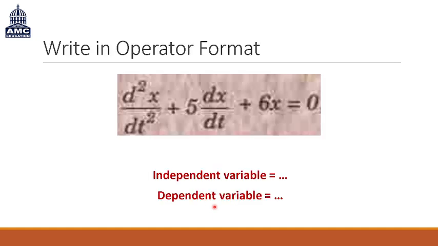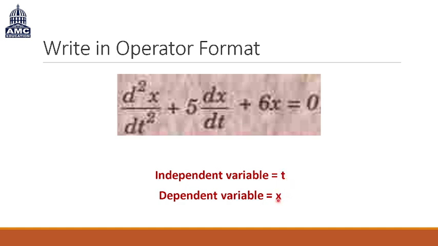Okay, now let's take an example and let's see what this equation looks like in the operator format. The first thing to do is to find out what is the independent variable and what is the dependent variable. So the equation is d squared x by dt squared plus 5 times dx by dt plus 6x is equal to 0. So you see, a very easy way to understand which is the independent variable is by looking at the denominator. So in the denominator, you find that there is a t. Since there is a t in the denominator, t is the independent variable and x is the dependent variable, as you can see over here.